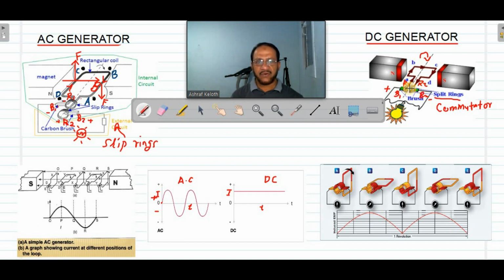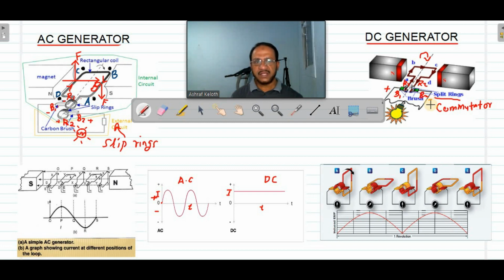In the second half rotation, R1 becomes negative. By that time R1 will reach B2, so at the side B2 will still get negative current. When R2 in the first half rotation is negative, in the second half rotation R2 becomes positive. By the time it becomes positive, it will come in contact with the brush B1. So brush B1 will always get positive current, and B2 will always get negative current.